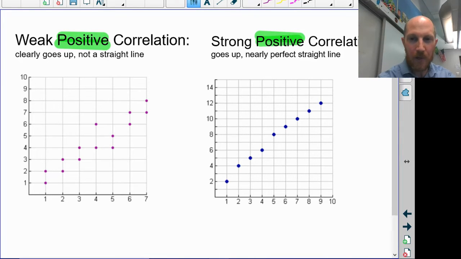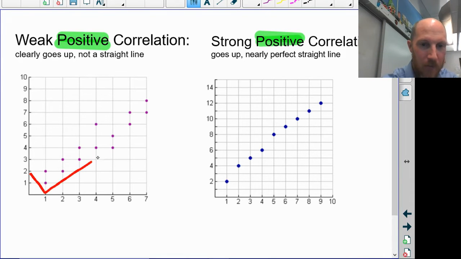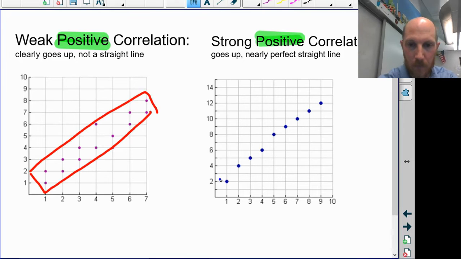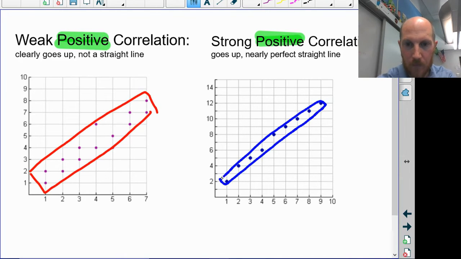The easiest way for me to explain the difference between a weak positive correlation and a strong positive correlation is you can just visualize this. Draw a rectangle around the dots, the smallest possible rectangle around all the dots. You don't have to actually draw it. I will right now, but you can just visualize smallest possible rectangle that goes around all of the dots. Okay, so in both cases, we can see the rectangle is slanted and is pointing uphill. So that tells us that they're both positive.